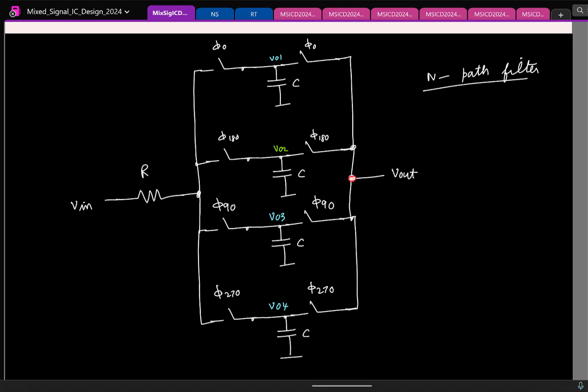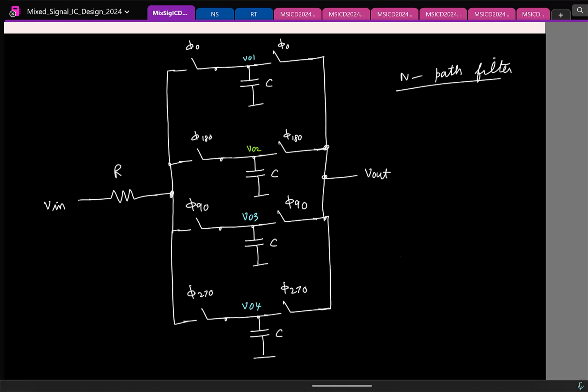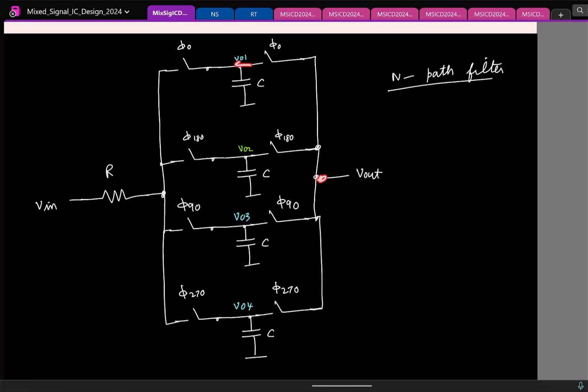My output is, during one clock phase, connected to VO1. During another clock phase, output is connected to VO3, then VO2, then VO4, and so on. That's what we want at the output. Now can you stare at the circuit and tell me, is there some other node where I can get the same information? That is, during one clock phase, I should get VO1, another clock phase VO2, and so on.